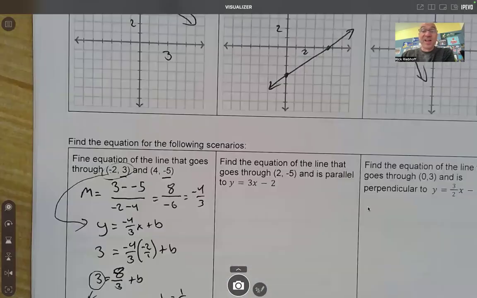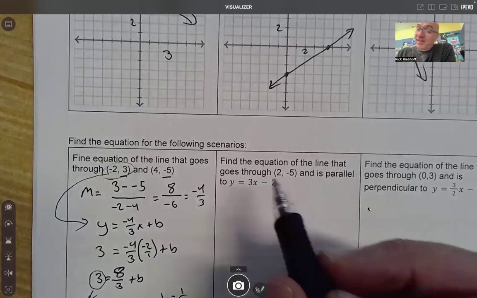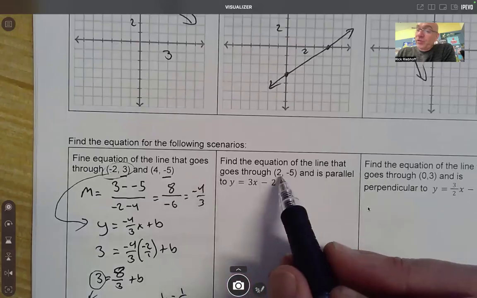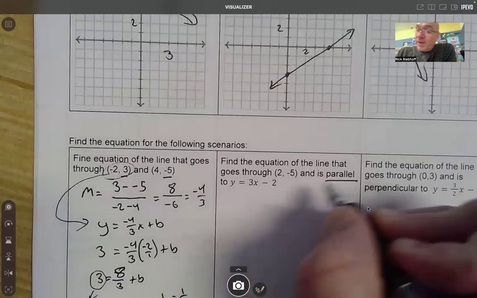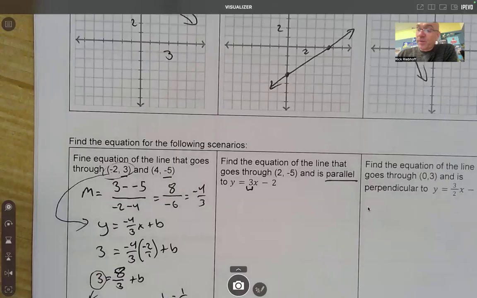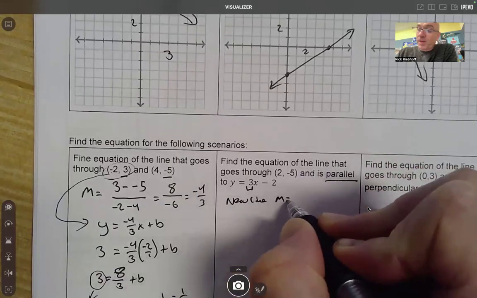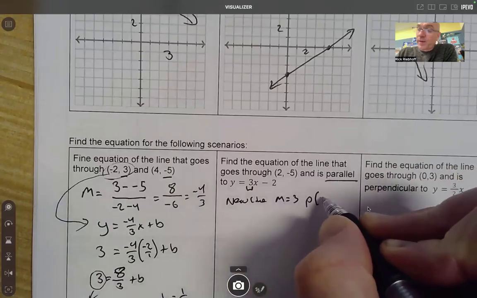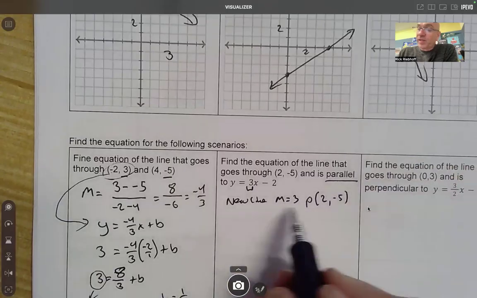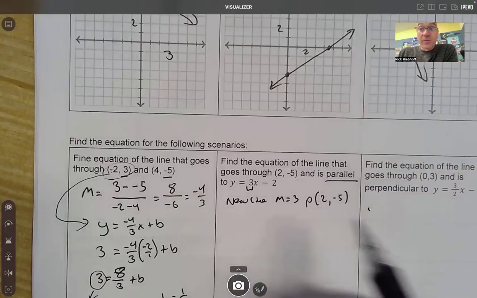All right. Here we go. Got a little ugly, right? It's okay. Here we go. Goes through 2, -5, and is parallel. Parallel means I'm going to steal the slope. So I know the new line has slope equaling 3, and it goes through the point 2, -5. So I'm going to use that knowledge, plug it all into y equals mx plus b.